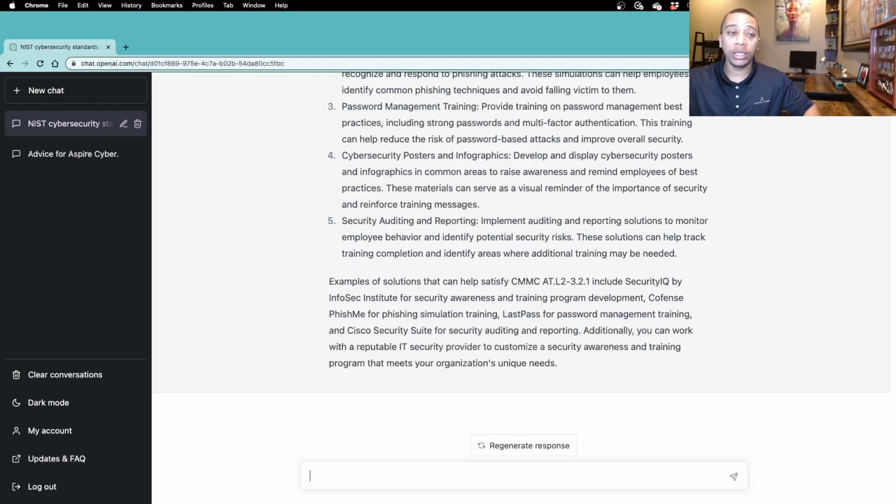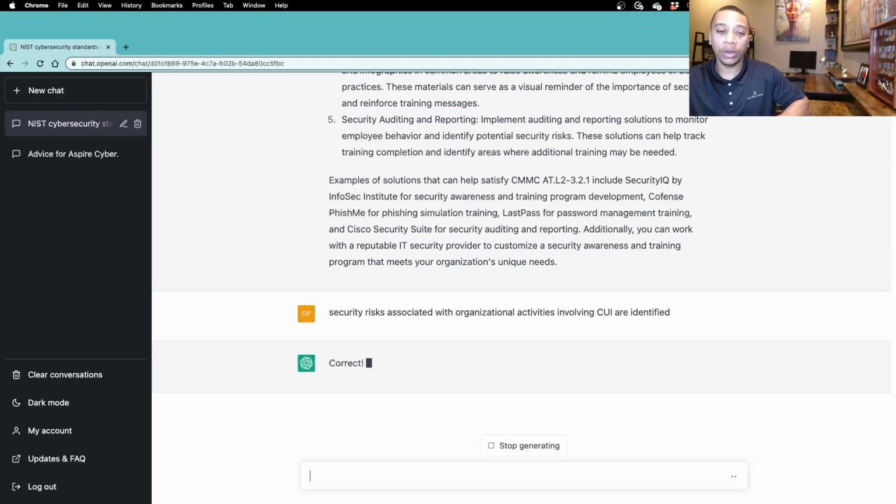Now that we have addressed the practice, I want to ensure that the guidance ChatGPT is giving me is incorporating the requirements for the assessment objectives. Remember, that's what the assessors are going to use to validate that you have all of the practices fully implemented, that they are met. So we want to ensure that we give ChatGPT context on the assessment objectives in addition to the CMMC practices. So the first objective we have for this practice is that security risks associated with organizations involving CUI are identified.